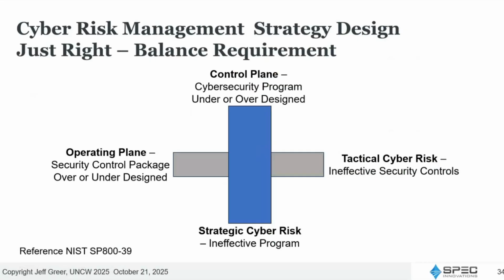So once you have your risks and everything identified, and you think about your cyber risk management strategy design, it's one of these just-right balance requirements that you have to work your way through. You have a management control plane, shown vertically in blue. And that's your cybersecurity program, for managing your strategic cyber risk, right? Your strategic cyber risk occurs when your cybersecurity program is insufficient for security objective achievement.